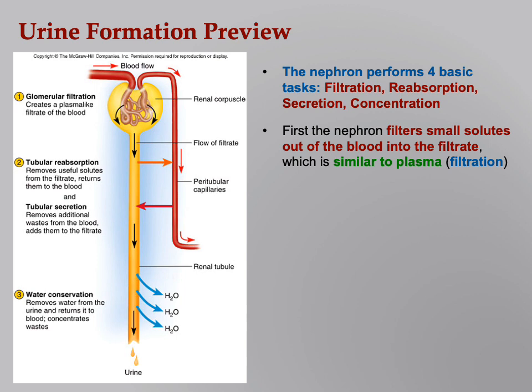Hyperalbuminuria, too much albumin in the urine. That's a sign that your kidneys are not working correctly and they're letting proteins out. That shouldn't happen.